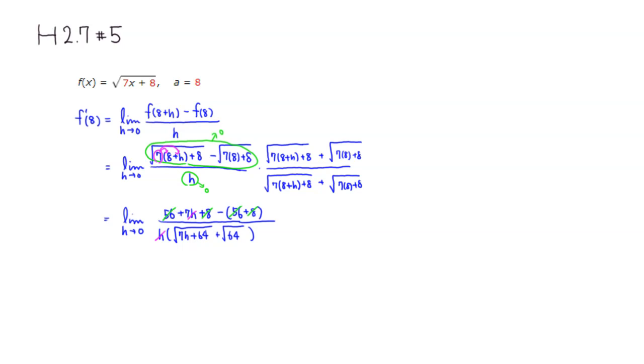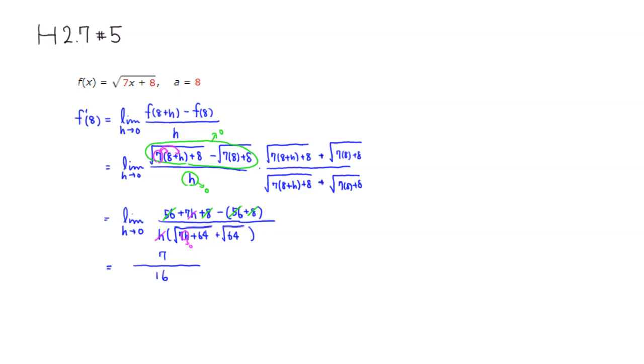So we clean it up. On top you have just 7. Then, here, h is going to 0, so 7 times 0 is 0. So you have the square root of 64, which is 8, plus another 8. So it's going to be 16. We're going to have 7 over 16.